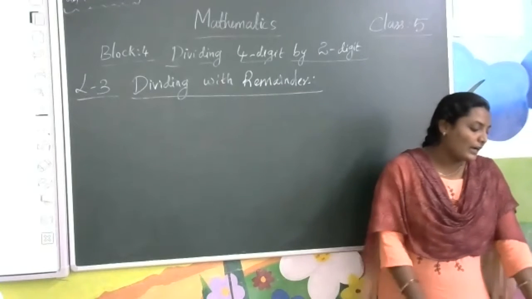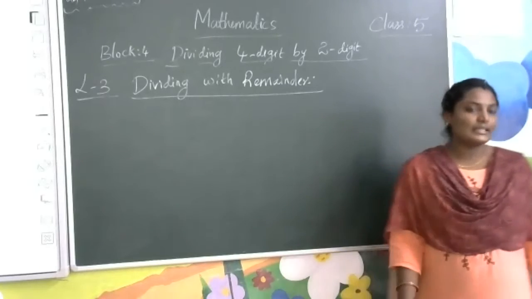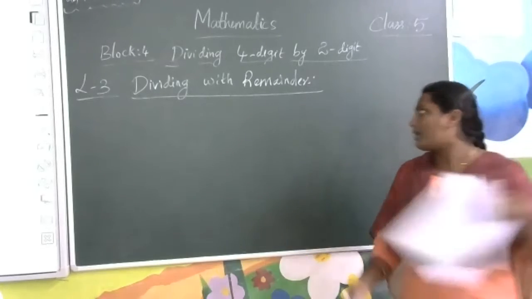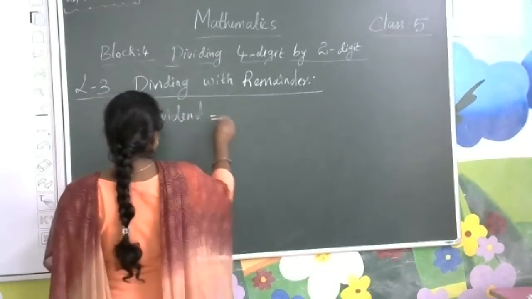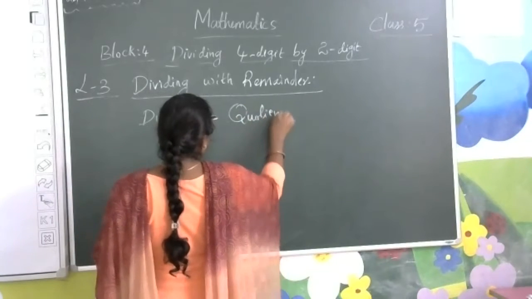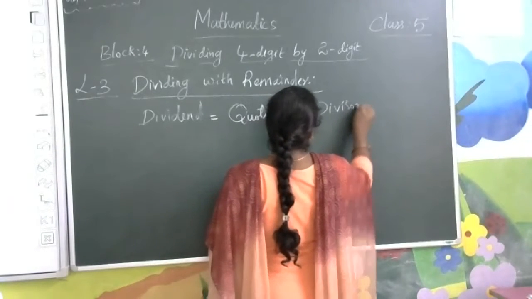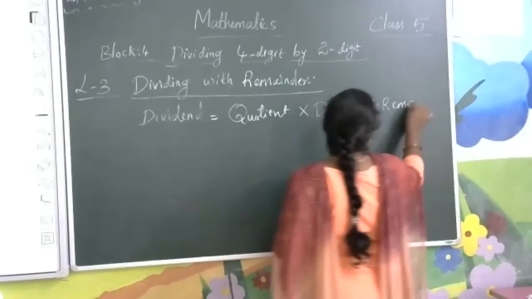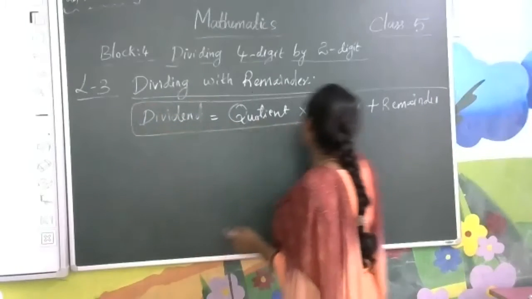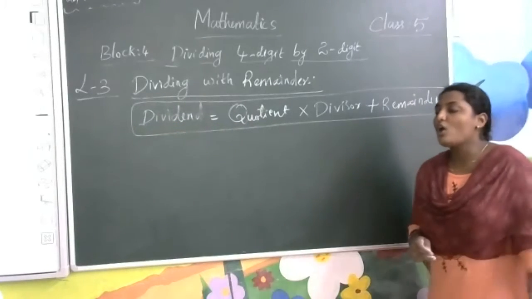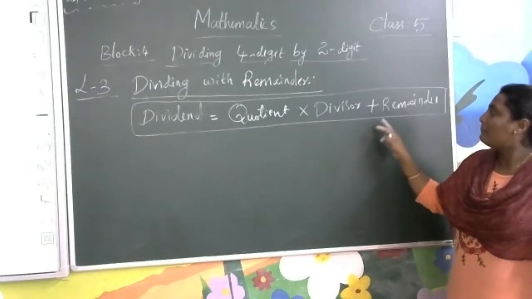When the dividend cannot be divided equally or is not exactly divisible by the divisor, we get a remainder which is less than the divisor. For that, we have a formula. Dividend equals quotient into divisor plus remainder. So this is the second formula we have come across in this block, that is dividend equals quotient into divisor plus remainder.